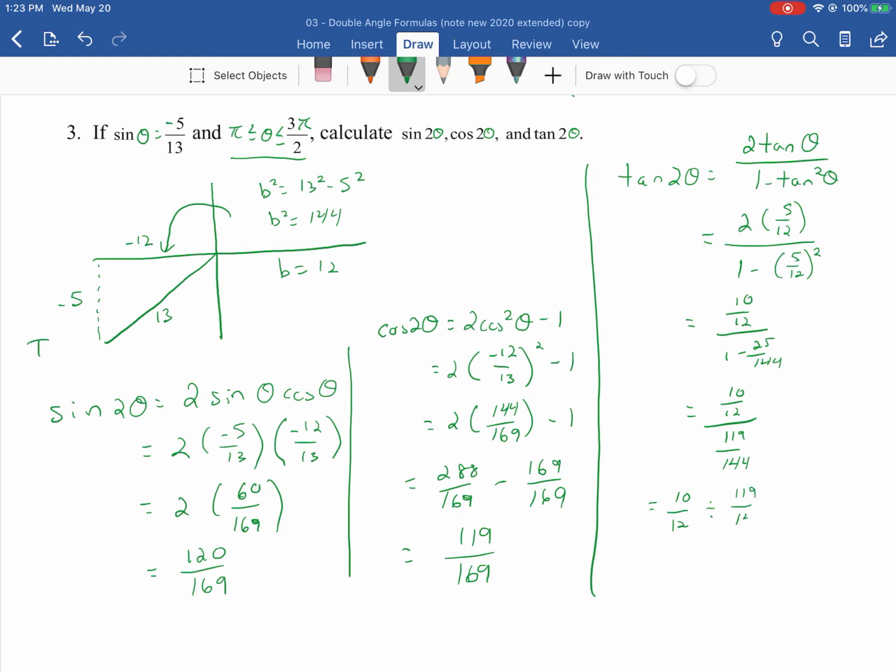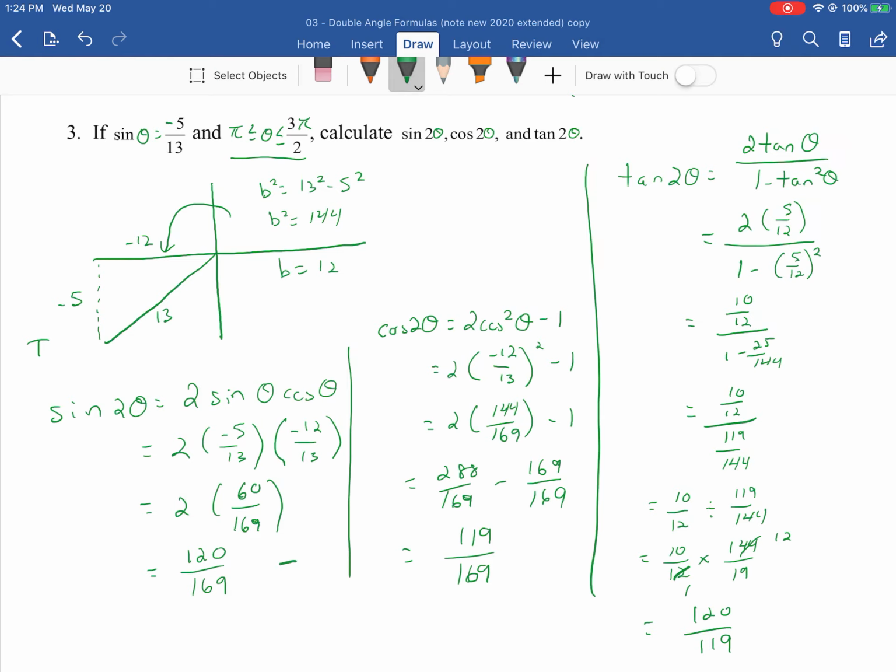119 over 144. You can handle these fractions in different ways. I find it easier to write them out separately like this. And I get 10 over 12 times 144 over 19. Let's see, that 144 over 12 is going to reduce nicely to 12 and 1. So I get 120 over 119.